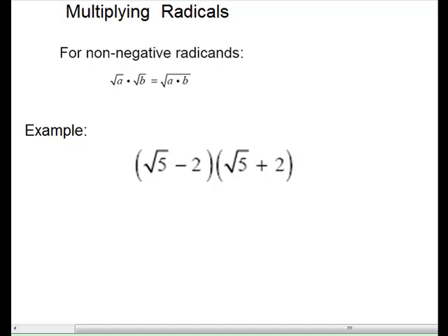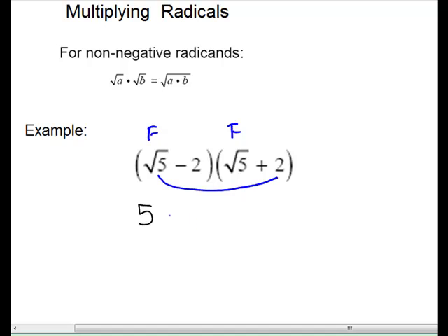Let's look at one more problem that looks like multiplying two binomials. So this would also be done as a FOIL. So we'll do our first terms. Square root of 5 times square root of 5. Remember, when you multiply the same square root times itself, it takes the radical symbol off to give us just a 5. Then we'll do outside.